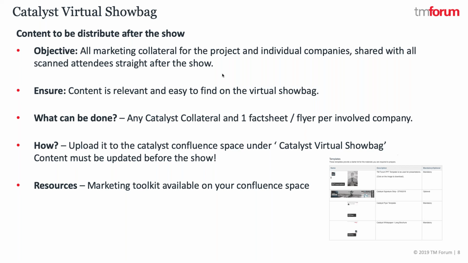Now, you can add as many Catalyst-related content items as you would like. So let's say if you're doing a flyer for the Catalyst, add that. If you decide to do a white paper, or if you want to add 2 or 3 presentations, you can add that. Each organization can only add 1 piece of collateral per company. Do remember, if you were attending a show and took a Catalyst virtual show bag afterwards, and you're bombarded with 20 or 30 pieces of material, most likely you're not going to engage with any. So do also remember that quality over quantity is very important on this show bag.